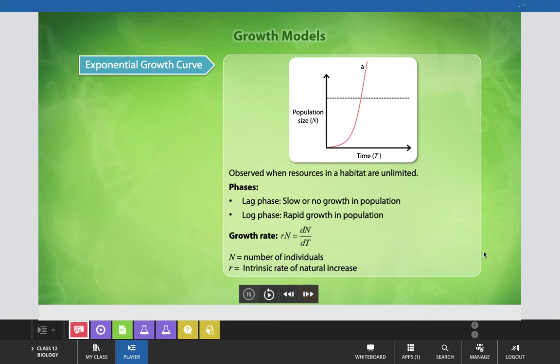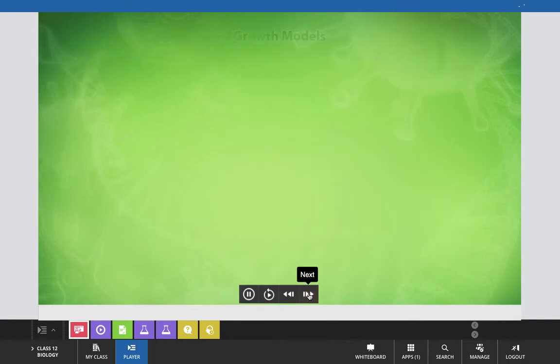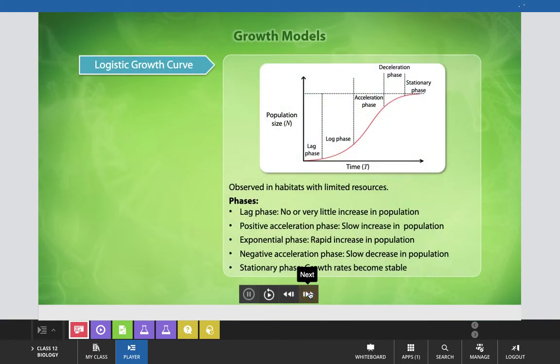Now come to the next growth model, which is known as logistic growth curve, or due to the S-shaped or sigmoid pattern, it is known as S-shaped curve. In this, we can say that this growth model is observed in habitat with limited resources.